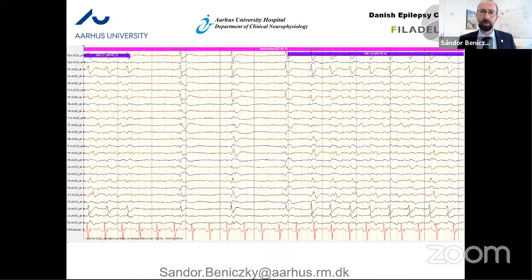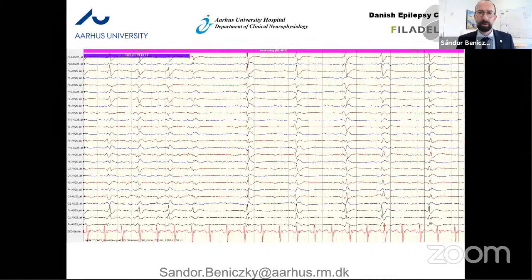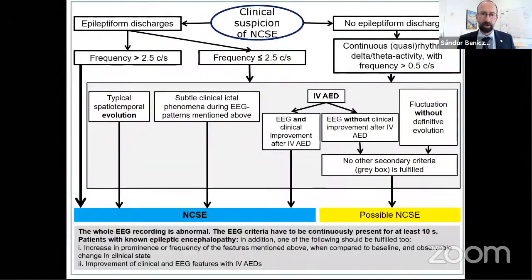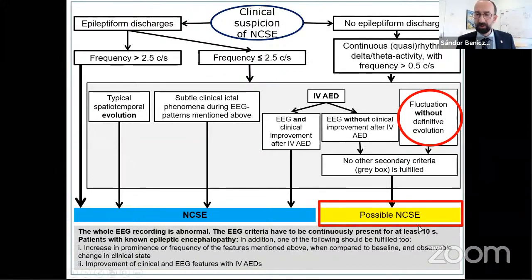So how would you classify this according to the Salzburg criteria? Well, you have a fluctuation, and this qualifies as a possible non-convulsive status epilepticus. According to the new ACNS guideline, this would be an ictal-interictal continuum.